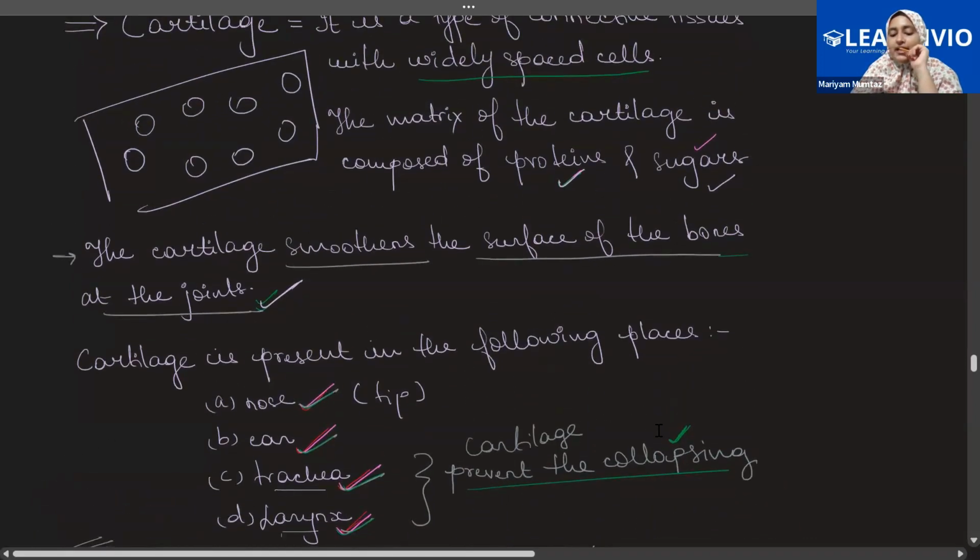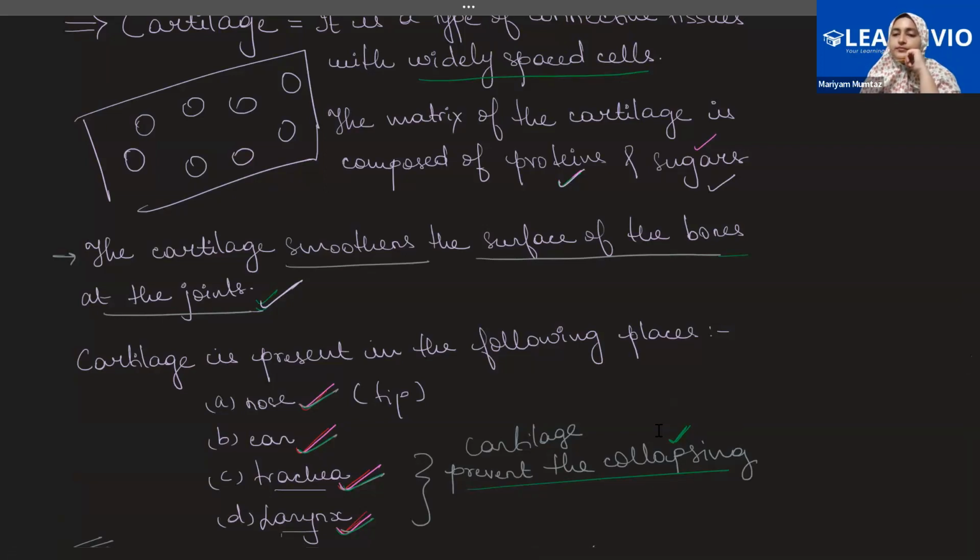Now if I compare bone and cartilage together, which one do you think is more flexible? Cartilage. Many times questions can be asked to write the differences between cartilage and bone. Write the differences between tendons and ligaments. Or a question like what are the different types of connective tissue found in the human body? These are the possible questions that can be asked from this connective tissue.